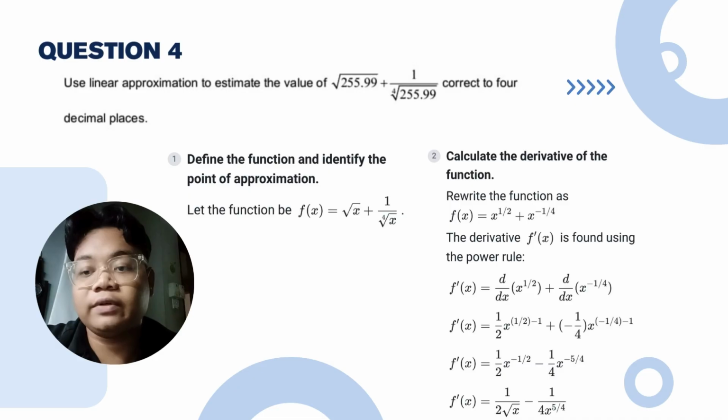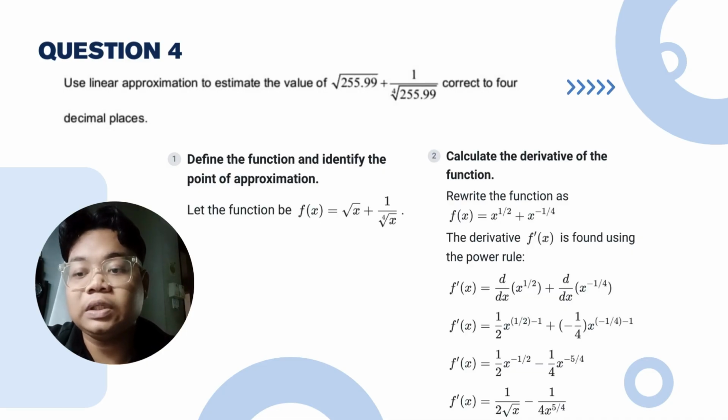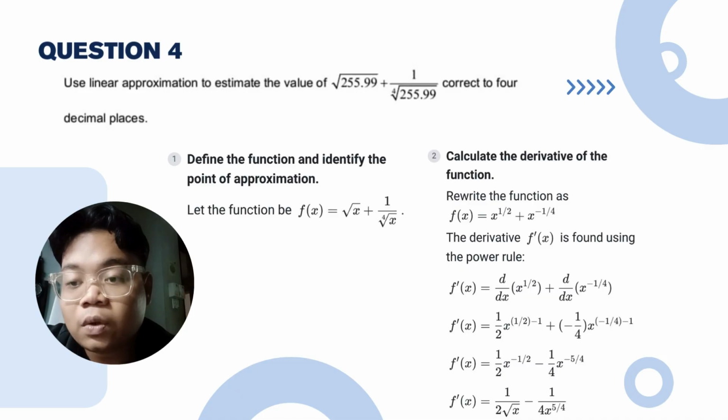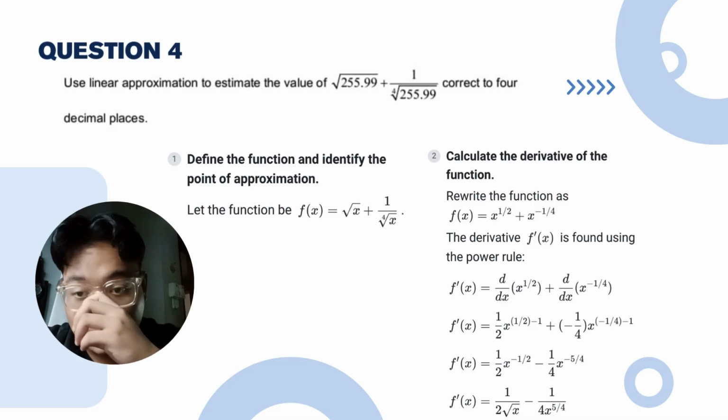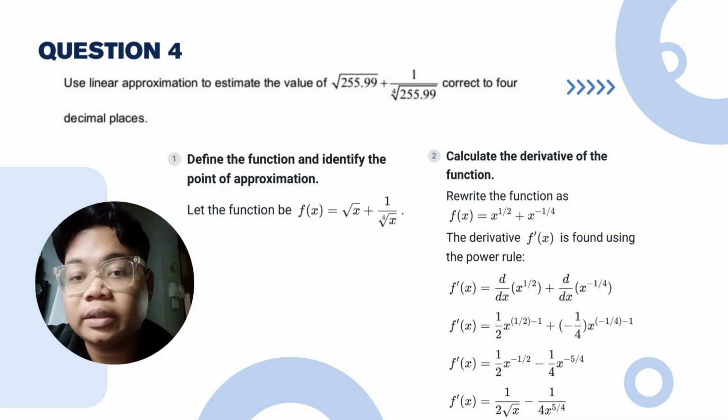Next, we are going to calculate the differential df. The differential df is given by df equals f prime(s) ds, where we get the answer negative 0.0031, rounding to 4 decimal places for the purpose of estimation.